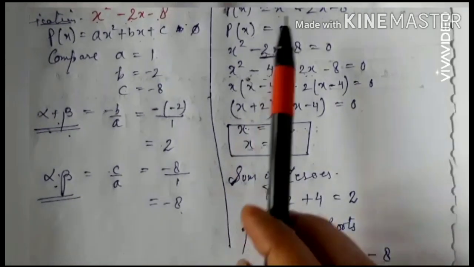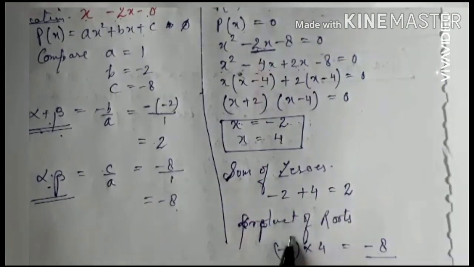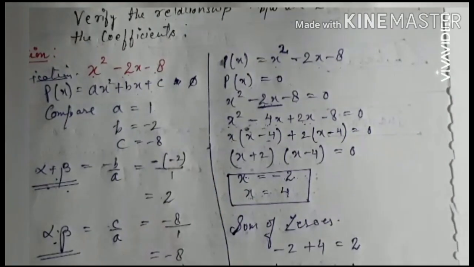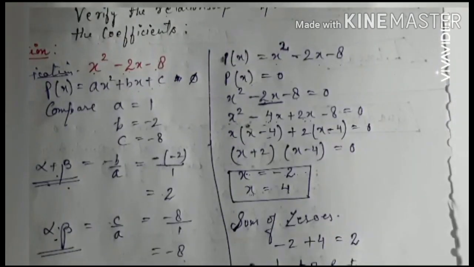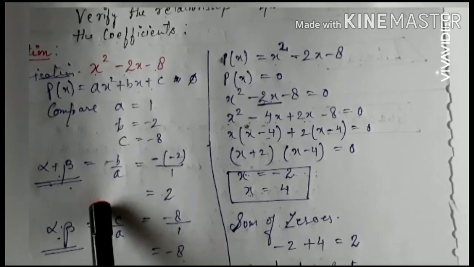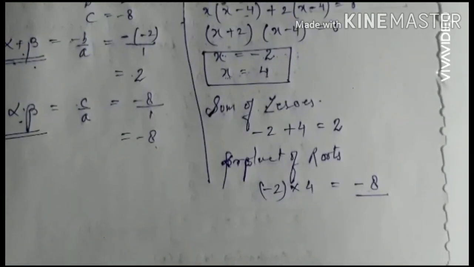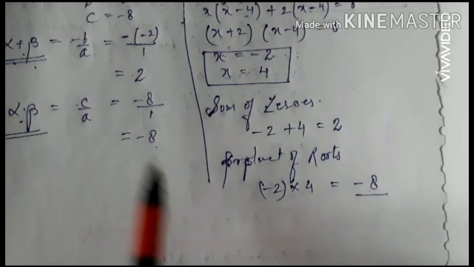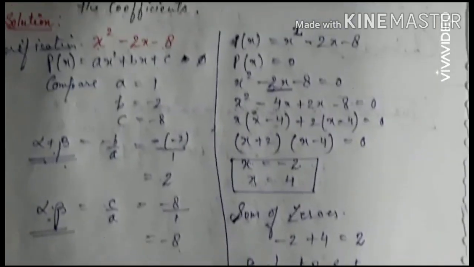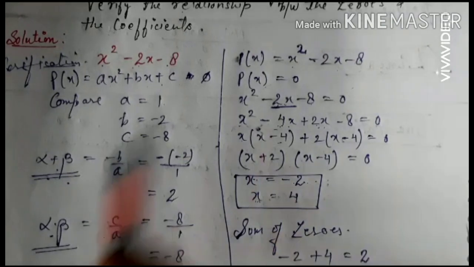So firstly you will find the zeros of the polynomial, whatever is given, by any method: factorization or other method. Then you will do the verification part with the help of the sum of zeros and the product of zeros. Now the first question of exercise 2.2 you have solved. With the help of the same method you will do the other ones.